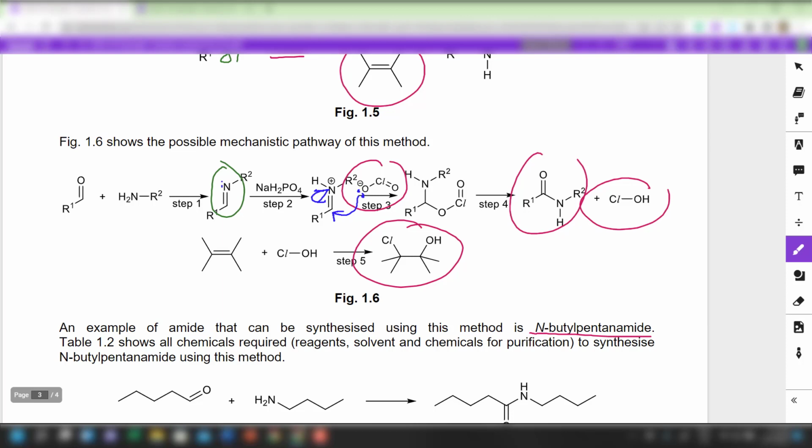What about step 5? Essentially, step 5 is something we are very familiar with. It is electrophilic addition. So delta plus, delta minus. The pi bond attacks the delta plus chlorine, and in the process the Cl-O bond breaks towards the oxygen. Then I get a Cl here, and after that I generate a carbocation before the OH minus nucleophile attacks the carbocation. So step 5 is electrophilic addition.